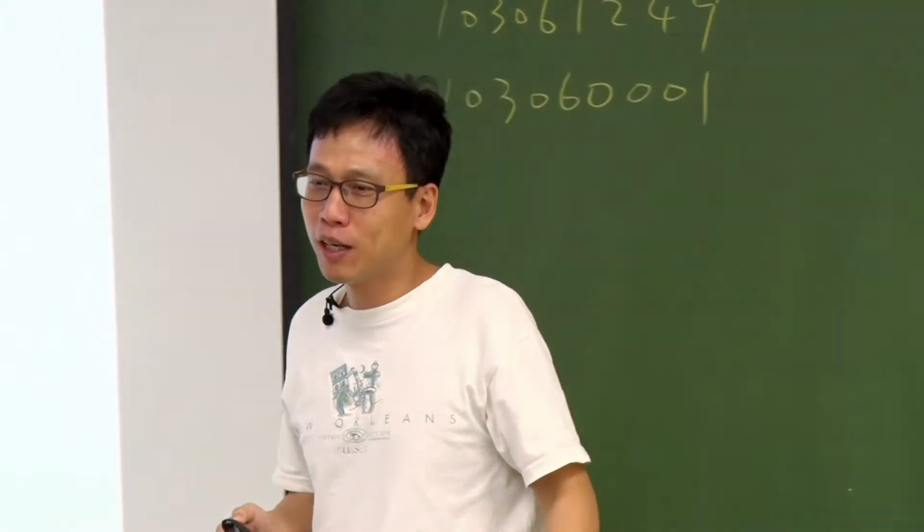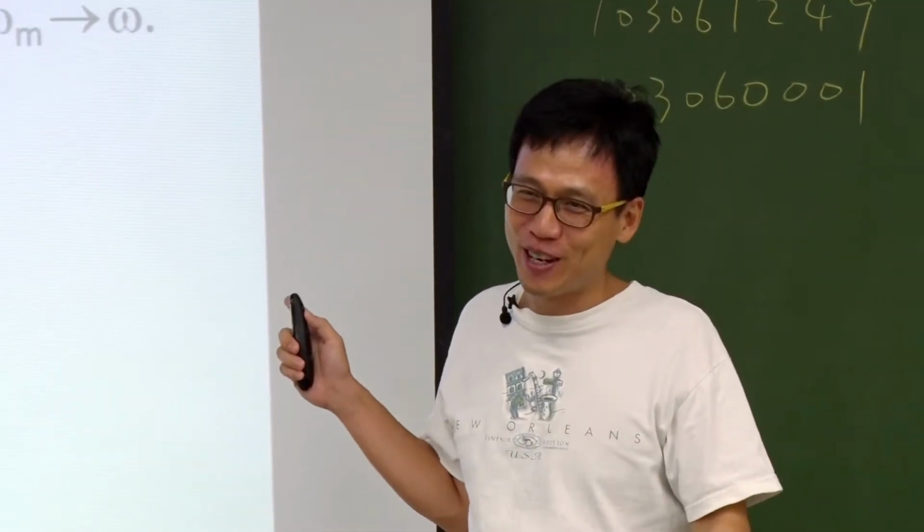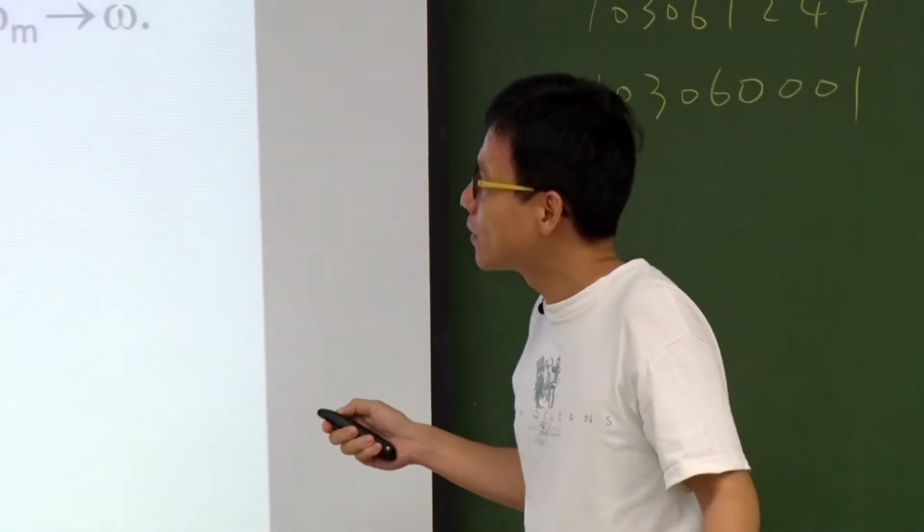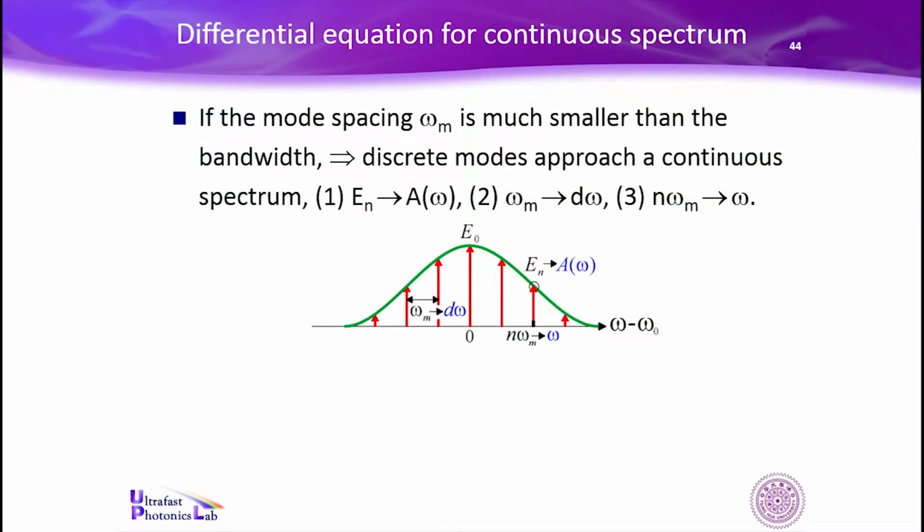But nobody wants to solve the eigenvalue problem. So I want to simplify the model further. If the mode spacing omega m is much smaller than the bandwidth, which is usually true, okay, mode spacing depends on your cavity length and your modulation frequency, which is usually maybe 100 megahertz. But your bandwidth is maybe terahertz or hundreds of gigahertz. So usually this is true.